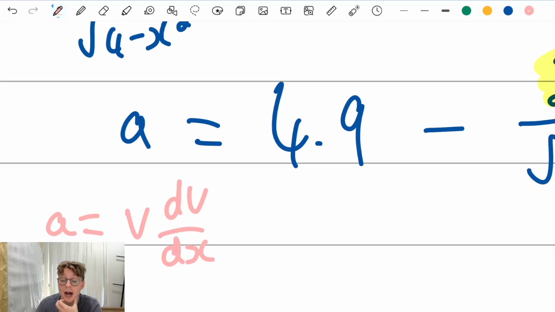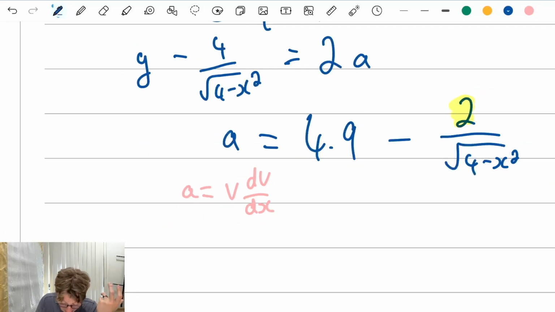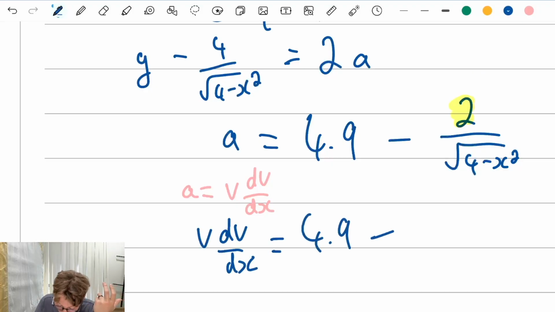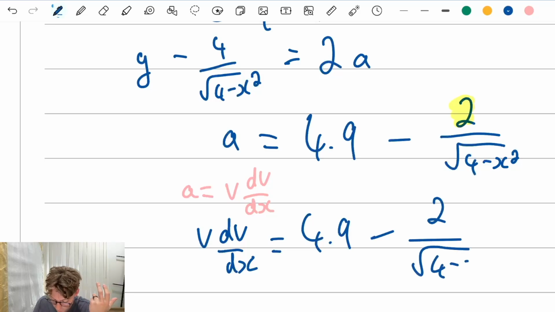And again, I've got my velocity in terms of x, in terms of position, and these are the two variables I care about based on the question. I care about my velocity v, and I care about it in relation to x, my position. So I've got v and x now on the right hand side. That seems like a very promising start. I've got velocity in terms of position, in terms of x, basically. So I can now make this substitution. I can get rid of my a, I can add in v dv dx is equal to 4.9 minus 2 over the square root of 4 minus x squared.